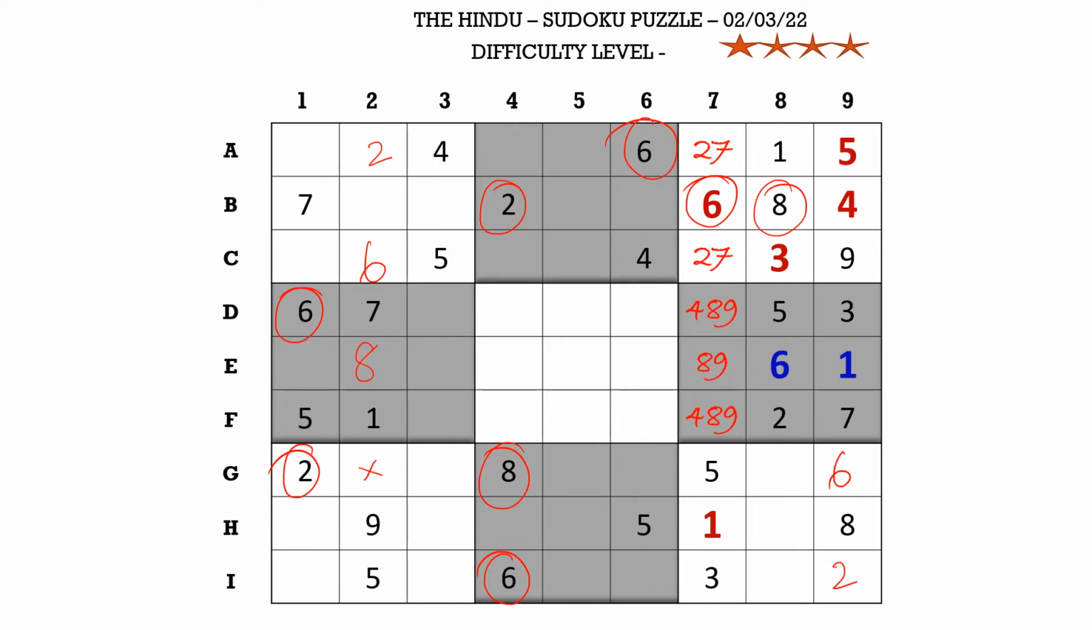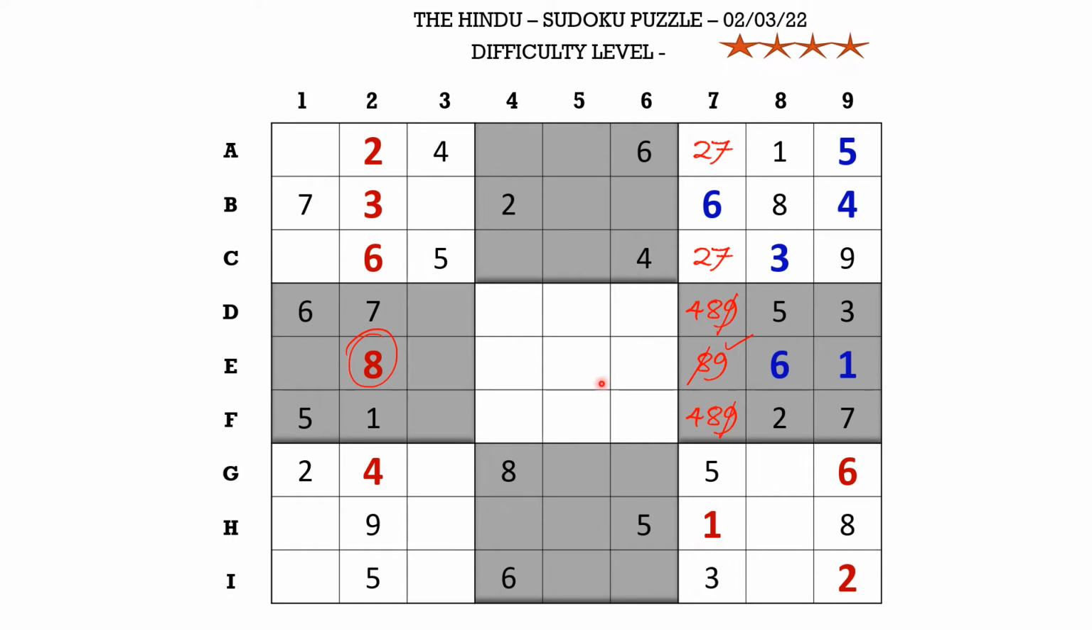Now in column 2 there are only 2 missing numbers, 3 and 4. There is a 4 here in block 1 which blocks this cell. So B2 takes 3 and G2 takes 4. So because of this 8, the E7 becomes 9 now. We can cancel out this 9 also.